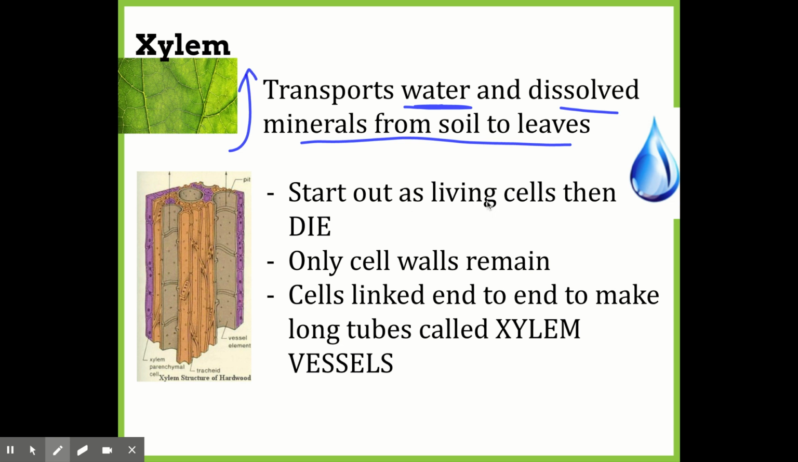These xylem cells actually are originally living, but they do die. Only the cell walls actually remain. You get these hollow things, but the cells are linked end to end to make the long tube. So you can actually see there's a xylem cell right there. There's one. They're linked end to end, end to end, end to end, and make a xylem vessel, which connects.